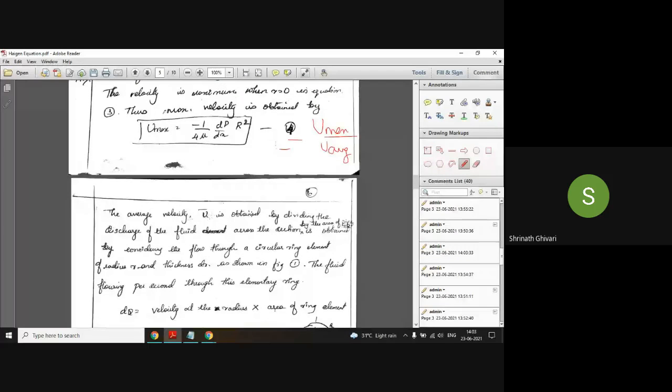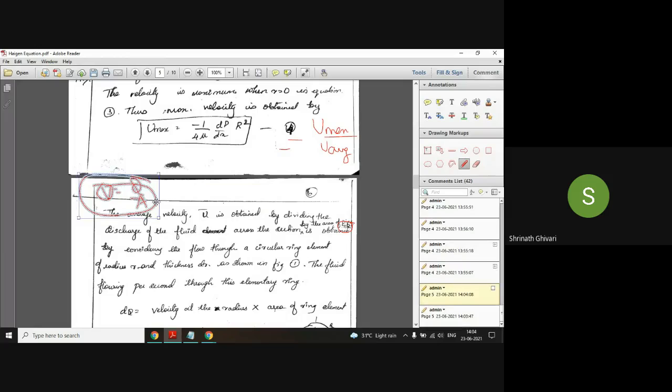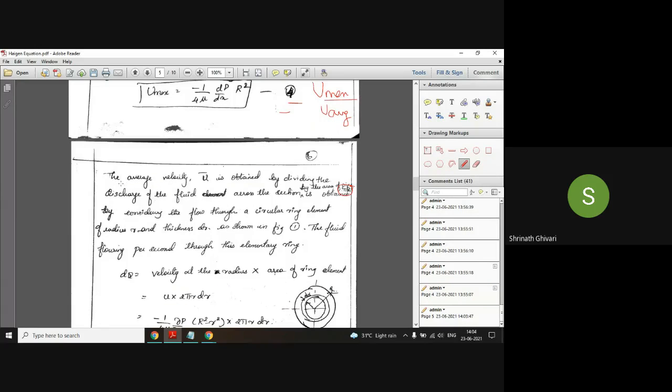The average velocity u bar is obtained by dividing the discharge of the fluid across the section by the area of the pipe, that is pi r square. Remember, as I have told, the discharge is Q equal to area into velocity. I want the average velocity, so I am going to divide the discharge Q by the area, that is v equal to Q by A, to obtain the velocity. This we have discussed already, what I mean by discharge and all. Therefore, the average velocity u bar is obtained by dividing the discharge of the fluid across the section by the area of the pipe, pi R square.